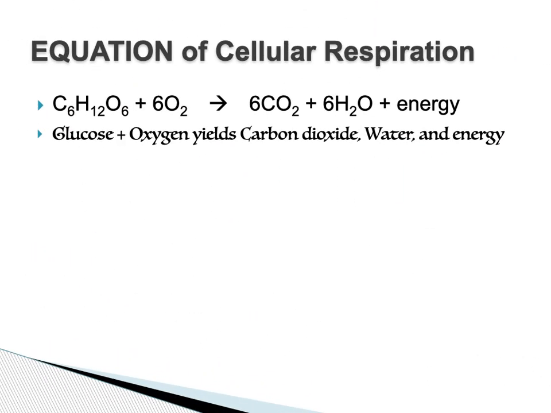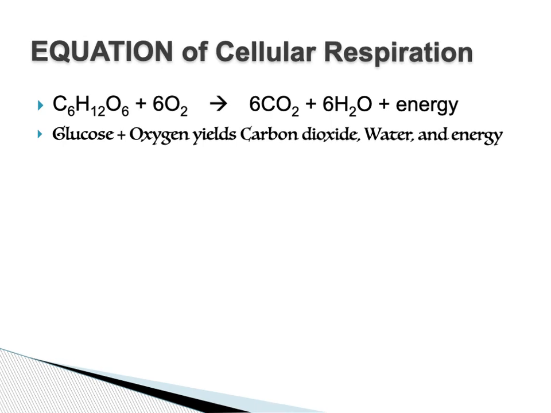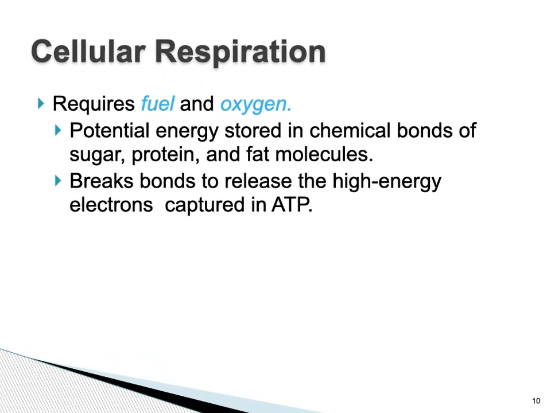You should be able to know and recite the equation for cellular respiration, which is C6H12O6, or glucose, plus 6 oxygen. The arrow means yields, 6 carbon dioxides, 6 waters, and a release of energy. Cellular respiration requires fuel and oxygen.